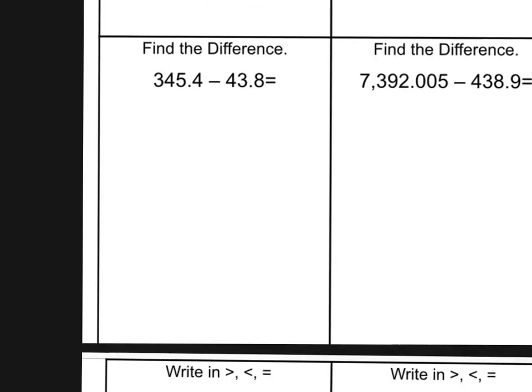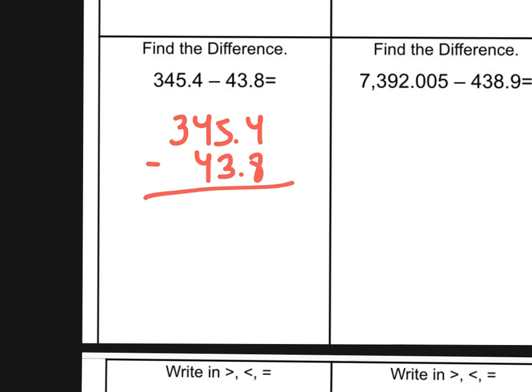For the next one, it says find the difference. We're going to line them up once again. Here's 345.4 minus 43.8. All right, we cannot do 4 minus 8, so we go to the 5. It becomes a 4. That's a 14 minus 8 now, which will give you 6. Your decimal goes straight down. 4 minus 3 is 1. 4 minus 4 is 0, and the 3 is by itself. So we have 301 and 6/10.